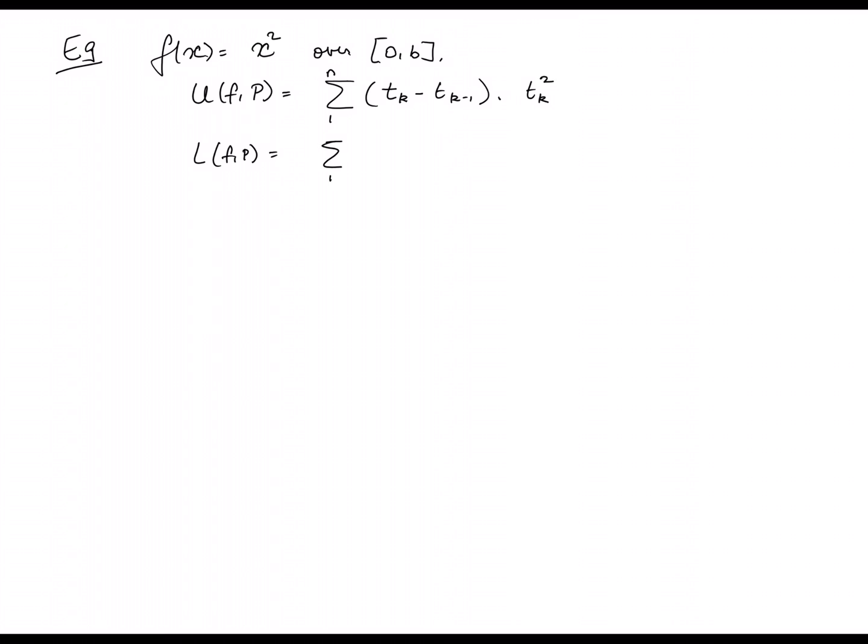is going to be the summation from 1 through n of t_k minus t_{k-1} times t_{k-1} the whole squared, right? So the lower Darboux sum will be dictated by the function values at the left endpoint of each subinterval. Okay, now let me further consider a uniformly spaced partition, right? So let's take t_k to be k times b by n. So this corresponds to a uniform partition.